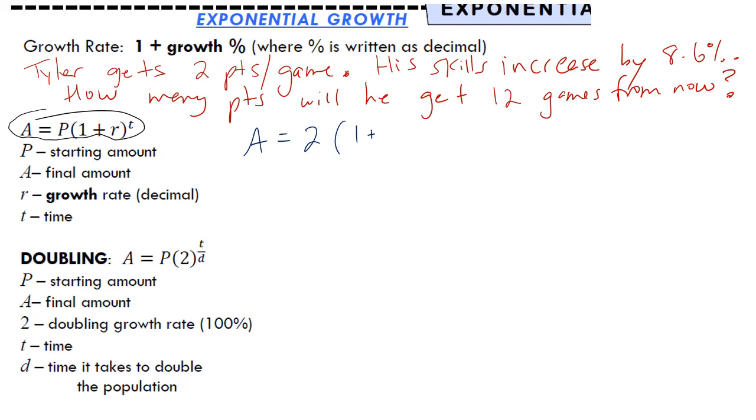And don't forget, to make that a decimal, you have to do 8.6 divided by 100. So that gives us 0.086. And the amount of time, 12 games. If we round to 1 decimal place, if you enter that just like you see it, brackets and all, 5.4 points. And then don't forget a therefore statement.